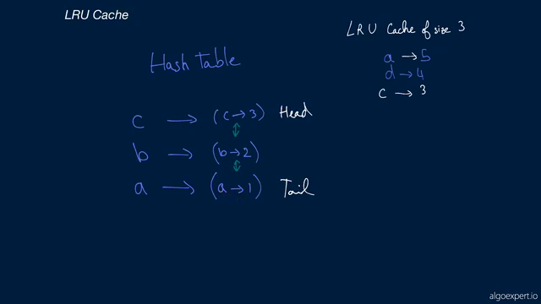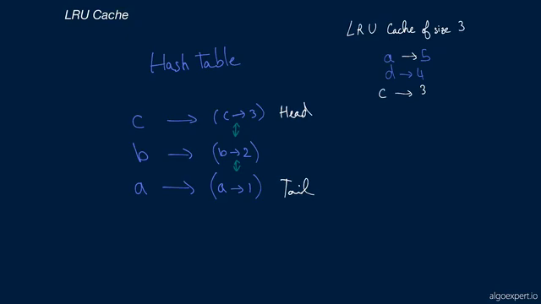So how does this help us, right? Well, let's think about it. When we want to insert a new key value pair, how do we do that? Well, first we check if the key that we're adding from the new key value pair is in the cache, and our cache is represented by our hash table.